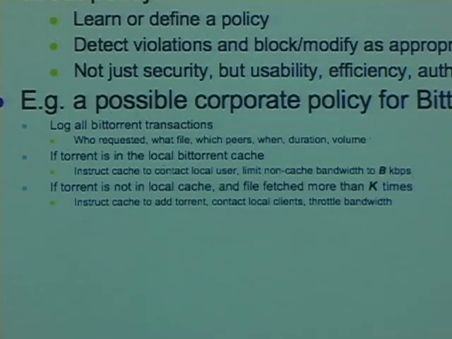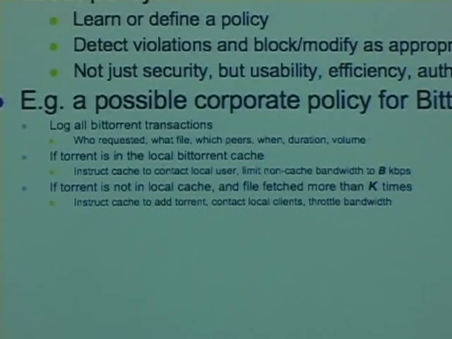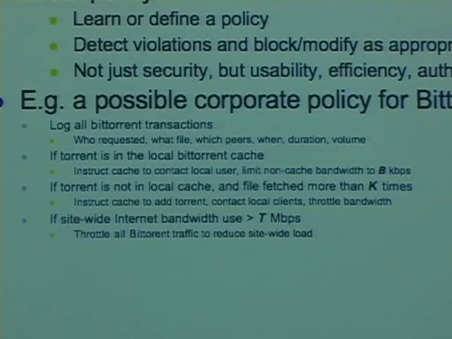If it's not in the local cache and more than a couple people have fetched it, tell the cache, oh, add this torrent. These are all these peers. Go talk to them. Sort it all out. And throttle the bandwidth because I don't want to pay for it anymore. If our site-wide internet bandwidth is above some threshold, let's just throttle this some more, because this is lower priority than the CEO's checking of his Gmail account.